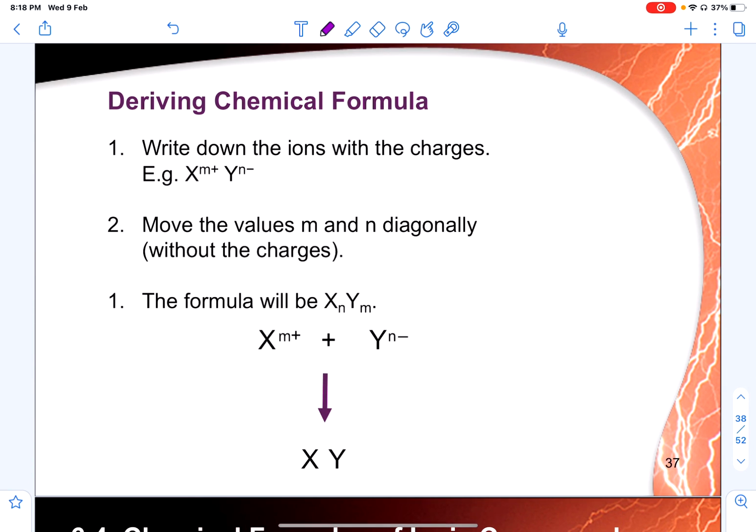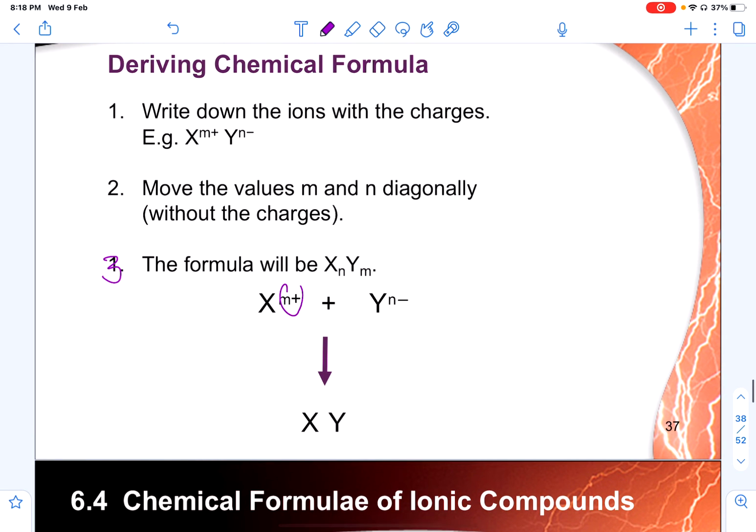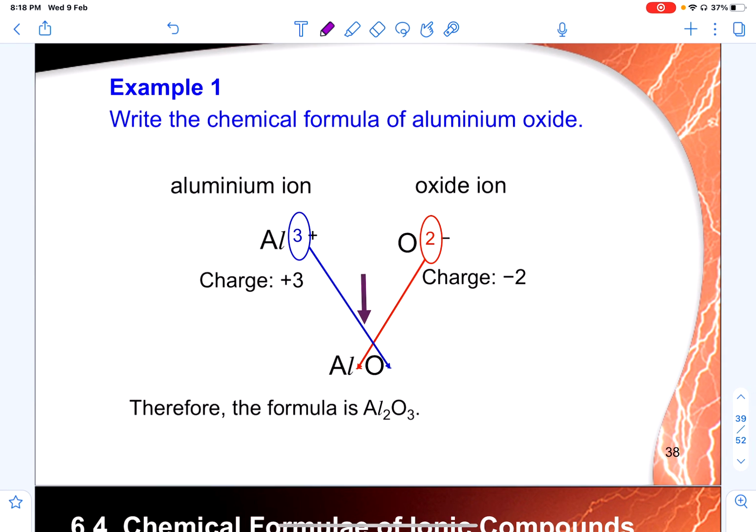So these are the steps we have discussed, and eventually the switch will be this. Like for Y and M, there's the M, there is the N. The M will come here, and the N will come here. Do take note that you don't have to actually write the plus and minus symbols, and this has to be a subscript, meaning from the superscript, the top part, it becomes the bottom part. Okay, just like this. So the 3 will come here, the 2 will come here, Al2O3.